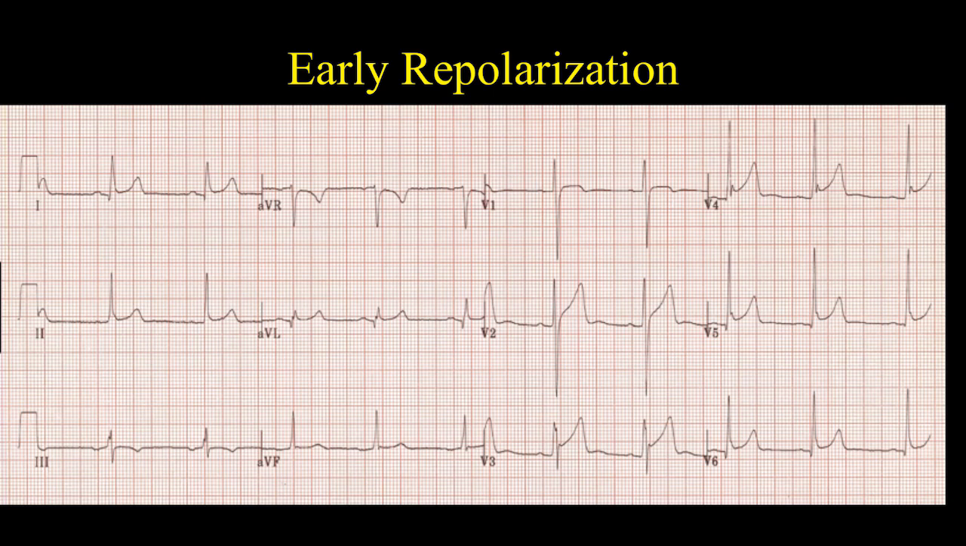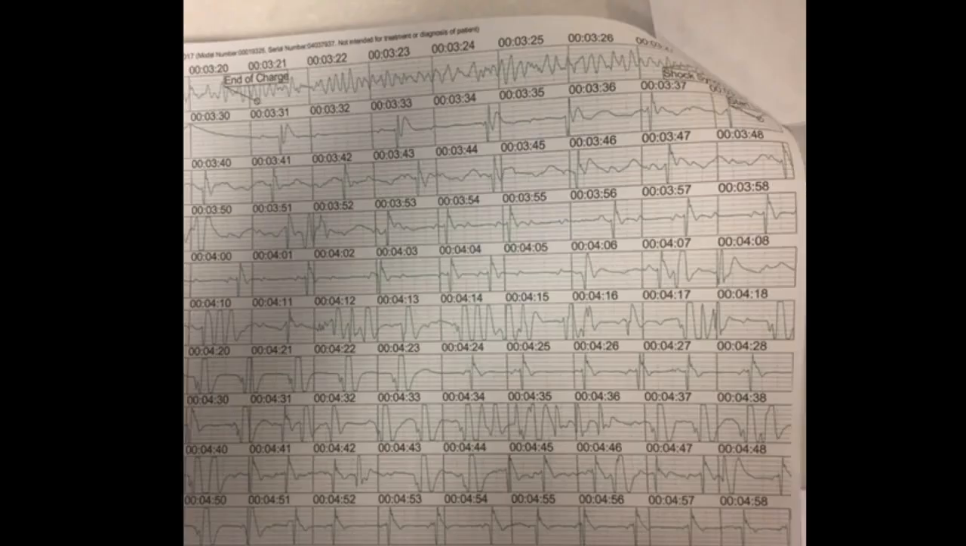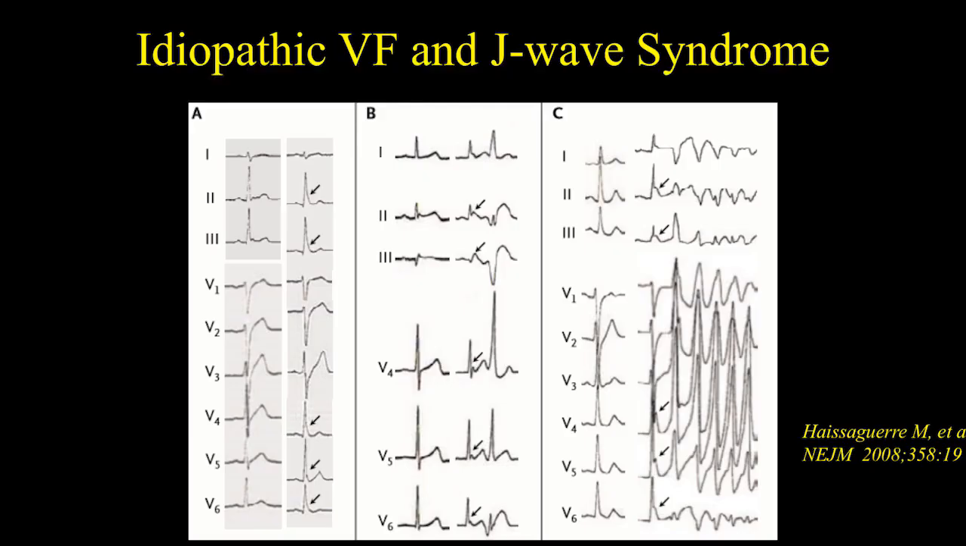This kid went to gym class and was standing around, wasn't actually exercising, and unfortunately, this is the AED. They had an AED in the school, and here is ventricular fibrillation. They shocked him. You see some short runs of VT, but fortunately the kid came out okay. And this is a problem because most of the time, early repolarization is benign.